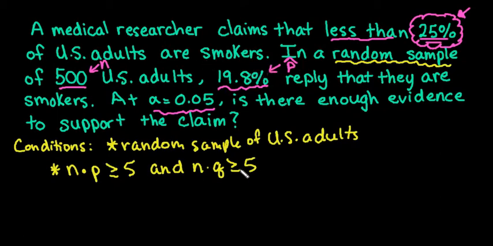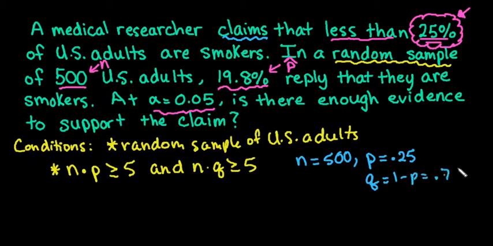So in order for us to be able to use the sampling distribution of the sample proportions, or the central limit theorem, we do have to make sure that this condition is met. So in order to do this, we need to find n, and our n, like I said, was 500. Our p comes from whatever the claim is. So since our claim is 0.25, that is our p, and then q is always 1 minus p, so we would end up with 0.75.